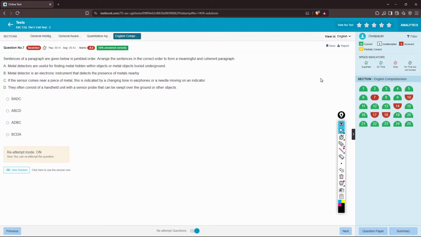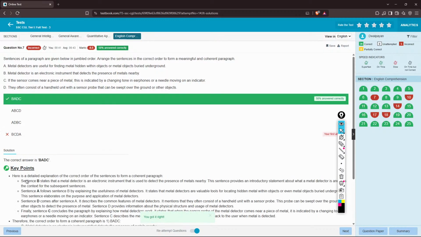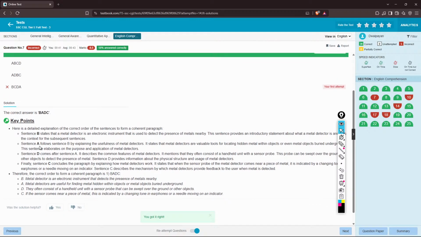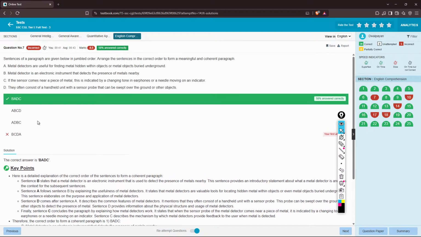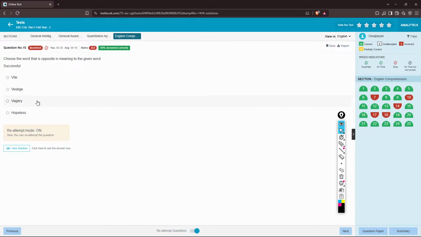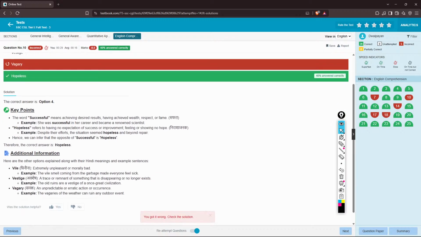Okay. So I had given this as answer. This must have been the answer. First B, then A. Metal detectors are useful for hidden items. They often consist of a hand-held device. Okay. So successful. Hopeless.